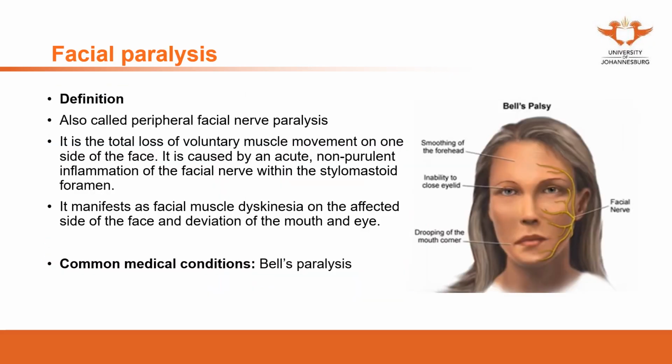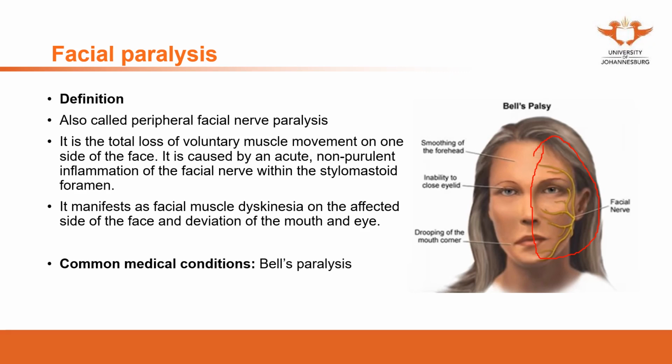What is facial paralysis? It is the total loss of voluntary muscle movement on one side of the face. It is caused by acute, non-purulent inflammation of the facial nerves in that region. More commonly, the patient will present on one side. This definition is actually the explanation from Western medicine. In Chinese medicine, we focus more on the deviation. The definition is more focused on the deviation of the face and eyes.